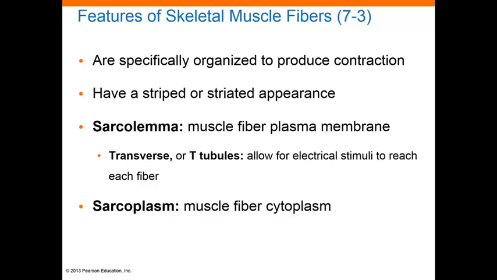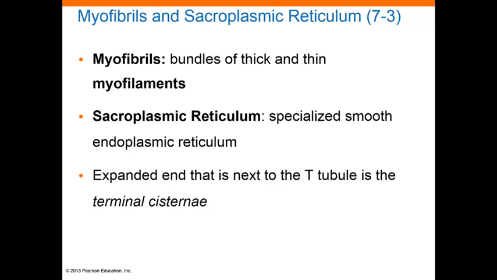The special name of the muscle fiber plasma membrane is the sarcolemma, which has openings across the surface that lead to a network of transverse tubules, or T-tubules. The T-tubules allow for electrical stimuli to reach deeper into each fiber. The sarcoplasm is a specific name for the muscle fiber cytoplasm. And inside each muscle fiber, branches of T-tubules are going to encircle cylindrical structures called myofibrils.